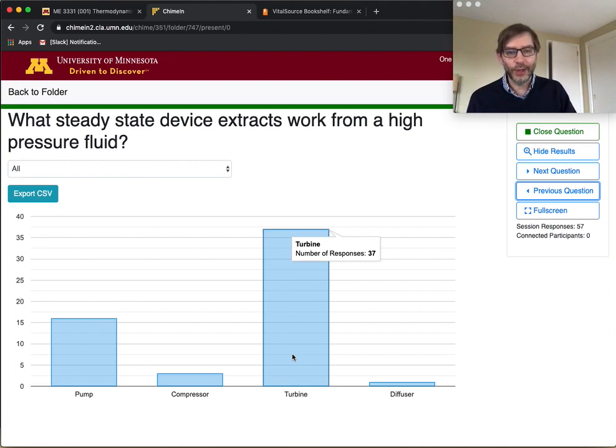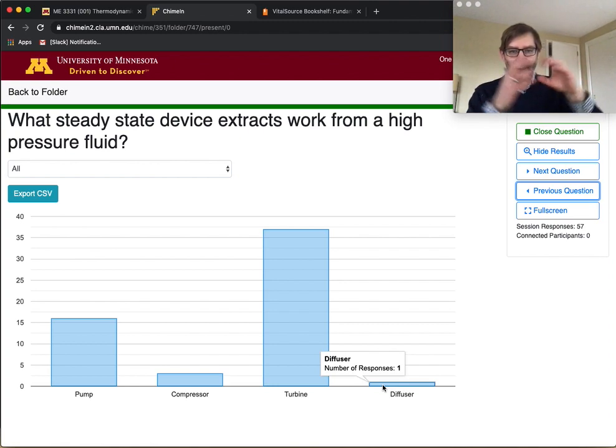A turbine, as we mentioned, takes a high pressure fluid and extracts work by decreasing the pressure across some sort of turbine blades. One person said diffuser. A diffuser doesn't do anything with work. A diffuser has a smaller area and then opens up to a bigger area, right? So that's not correct either.